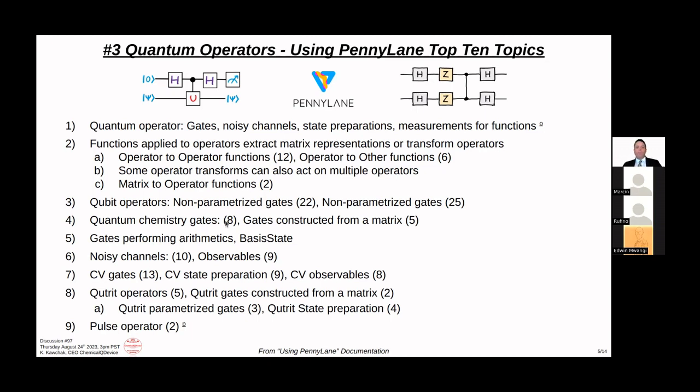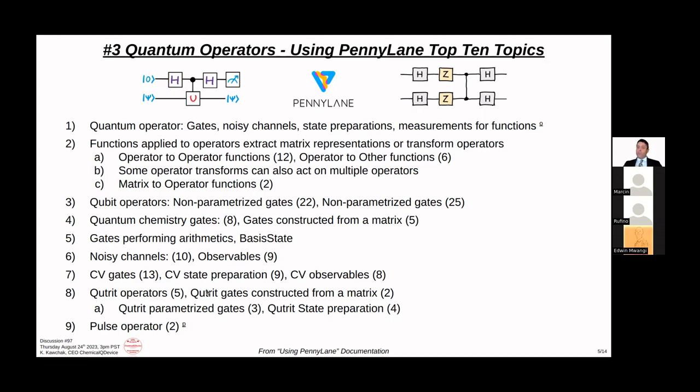So you also have quantum chemistry gates specific for that. Gates constructed from a matrix, basis state, noisy channels. Now the CV gates are specific to PennyLane. Their hardware technology that they use is photonics. It's photonics based. So they've been in Nature for quantum advantage with a specific task using photonics. It stands for continuous variables. So all these CV ones, I believe, are primarily for photonics applications.